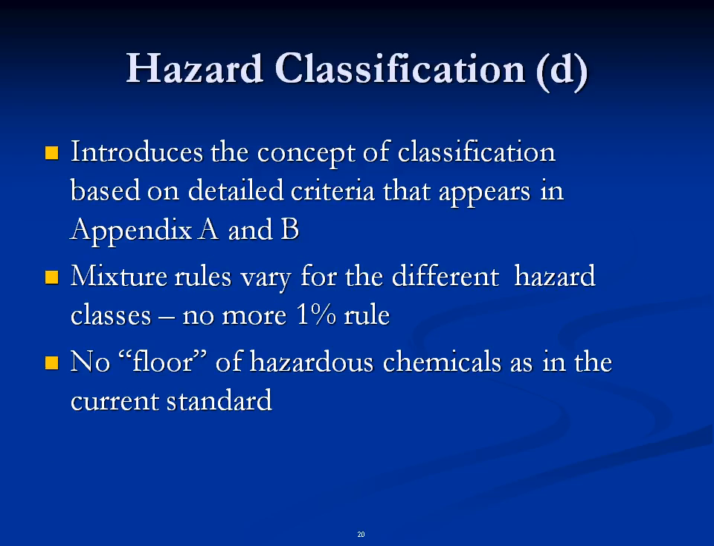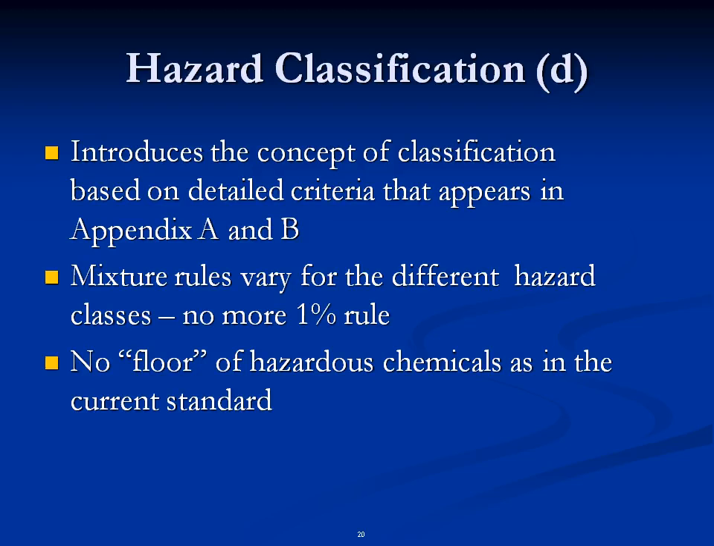So as I mentioned earlier, hazard classification is really the crux of the GHS, because it's a way of looking at our data about hazards and then assigning the appropriate hazard classification based on that data by comparing it to criteria that appear in Appendix A and Appendix B of the standard.